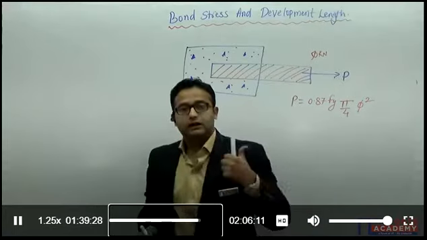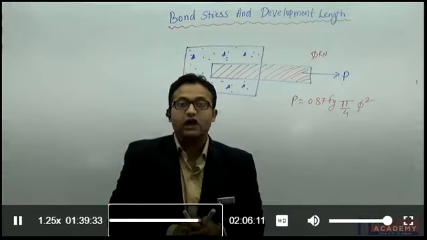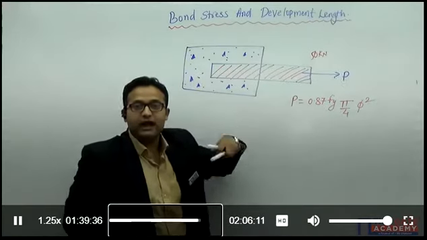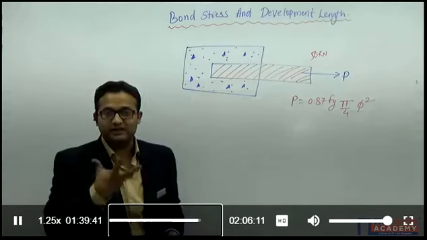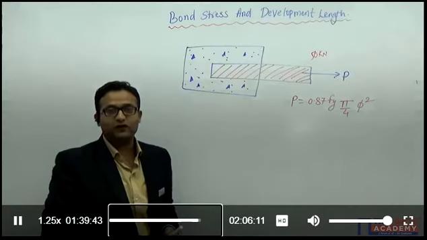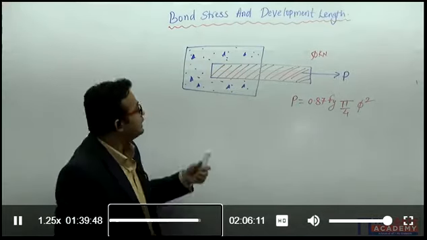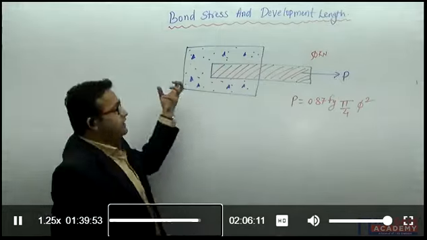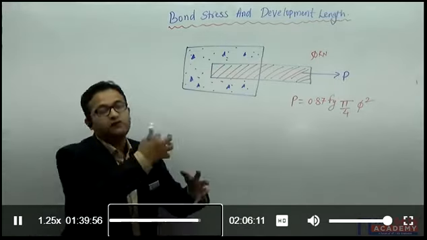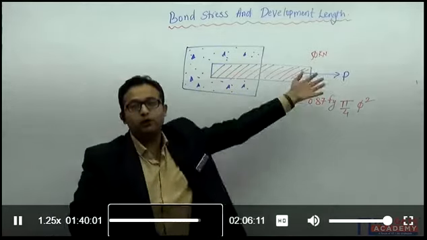Suppose I am pulling this reinforcement with the force of 50 kilonewton, there should be strength in the concrete which can resist this 50 kilonewton. And that strength is nothing but your bond strength. Because already we have studied the bond strength is the strength of the concrete between the concrete and the steel, by which it holds the steel. Right? So what I need to do here, if suppose I am pulling with a 50 kilonewton load, there should be strength in the opposite direction in the concrete which can take this 50 kilonewton load and will not allow this steel to be pulled out.